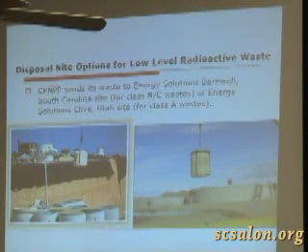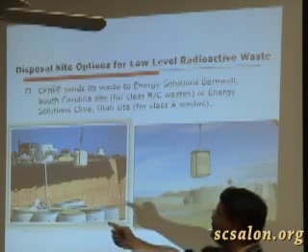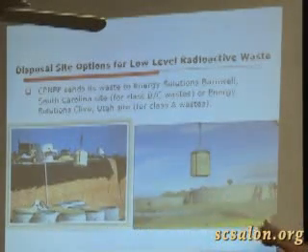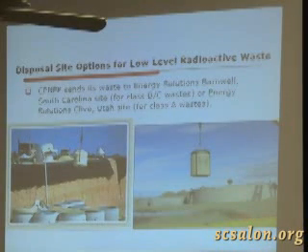We currently have access to 2 burial sites. The one on the left is the Barnwell burial site, which is where our Class B and C wastes go. And the one on the right is Clive, Utah, where our Class A wastes go.